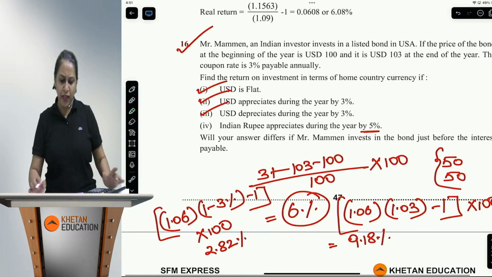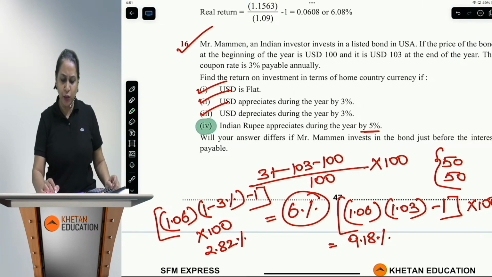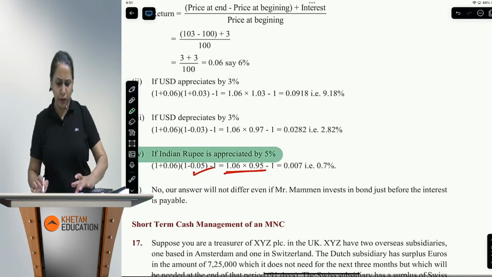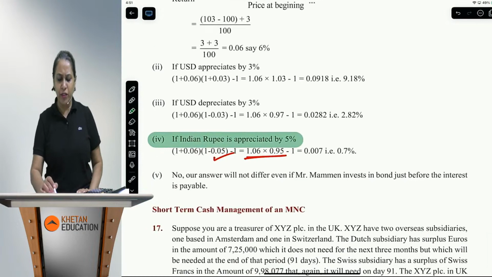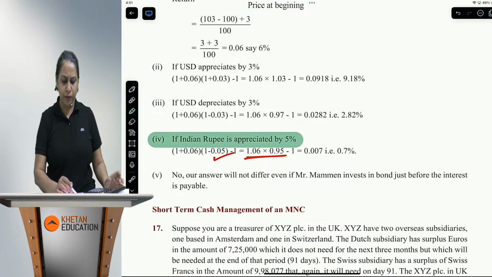Then the last question is that Indian rupee appreciates during the year. Will your answer differ if Mr. Memon invests in the bond just before the interest is payable? No, I don't think so. No, our answer will not differ even if Mr. Memon invests in the bond just before the interest is payable. No, it doesn't matter at all.